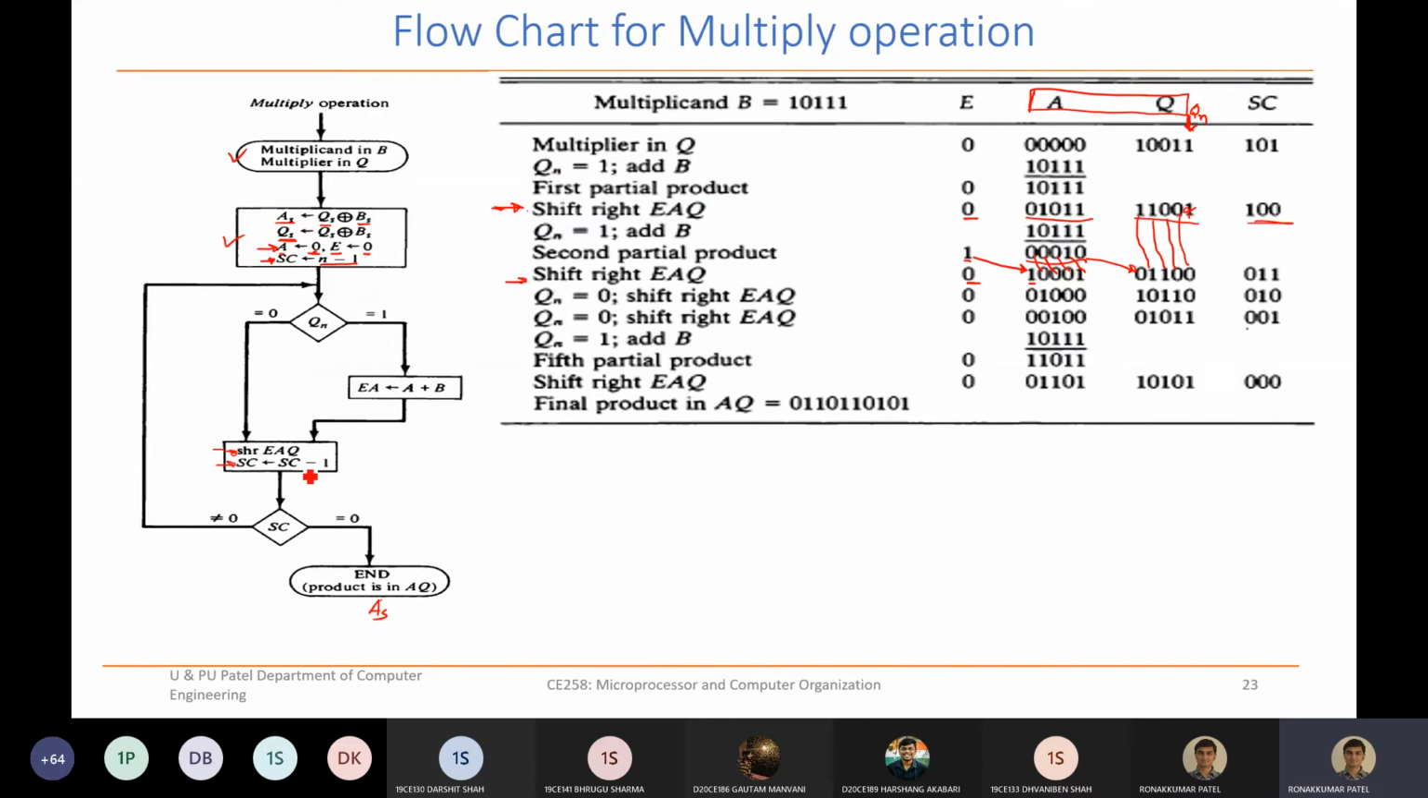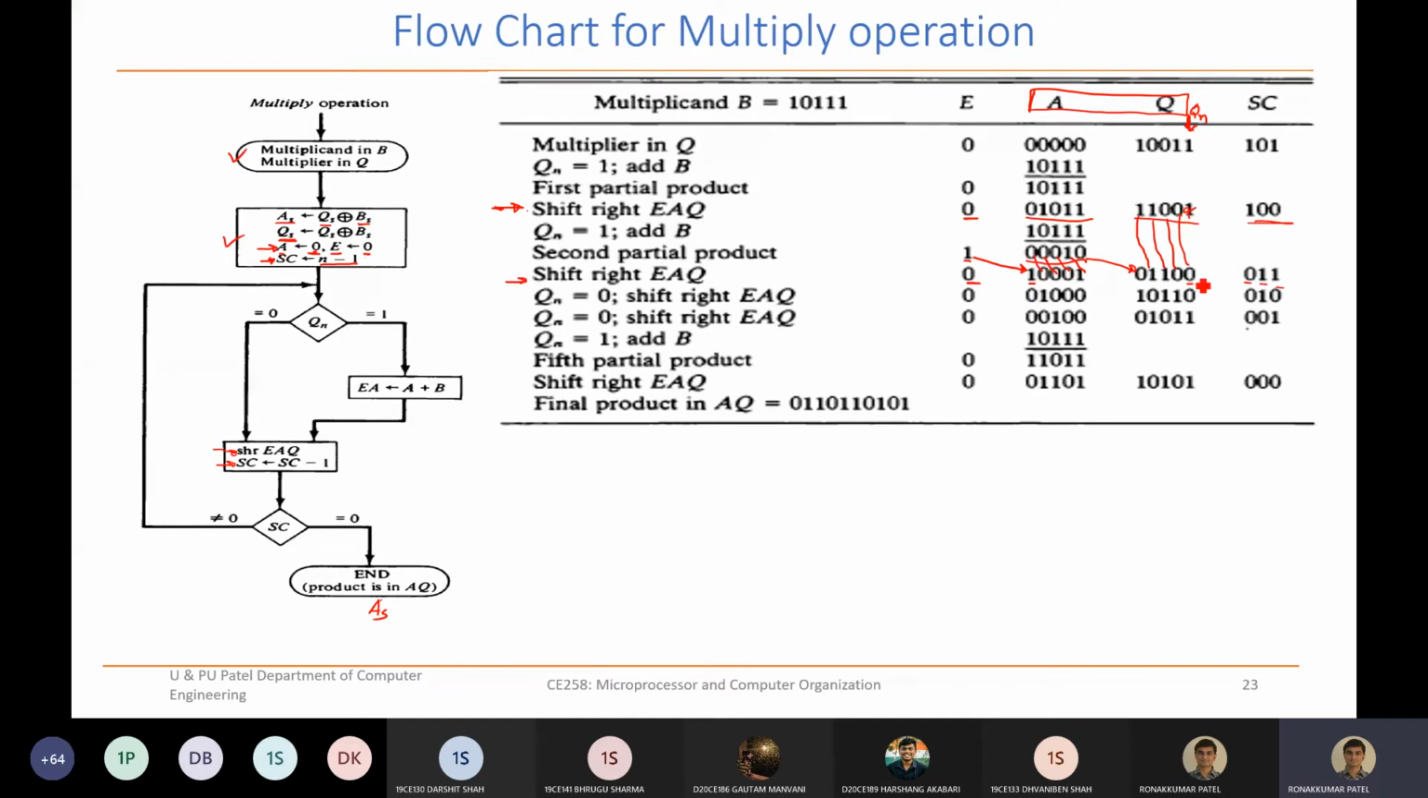After shift right, decrement the counter. So we decrement the counter to 0, 1, 1, which is 3. Okay, then check the counter. Is it 0? No. Again, continue. Now what is the value of Qn? After this shift, Qn is 0. So when Qn is 0, what do you need to do? You just perform the shift of EAQ. No need to perform the addition operation.